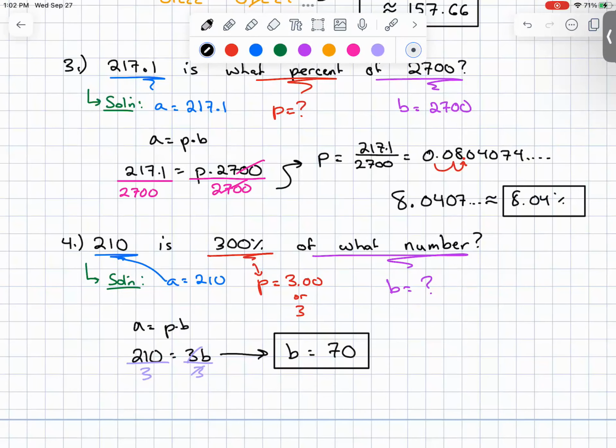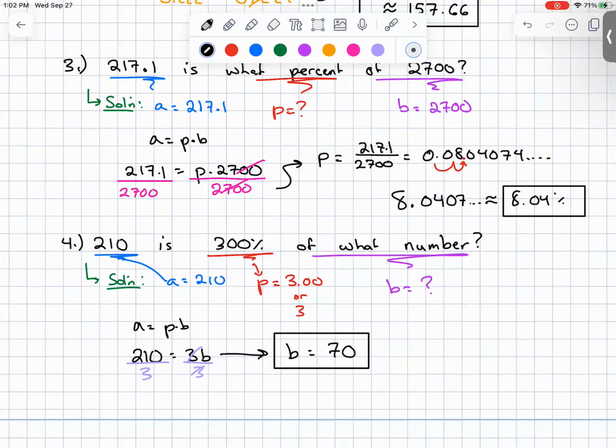0.0804074, which we'll convert to percentage when answering the question, because we want it in percent form. So move the decimal place 2 units to the right, and you get 8.0407. If we're going to round to 2 decimal places, that'd be 8.04%. Any questions on that? And this, what's up?